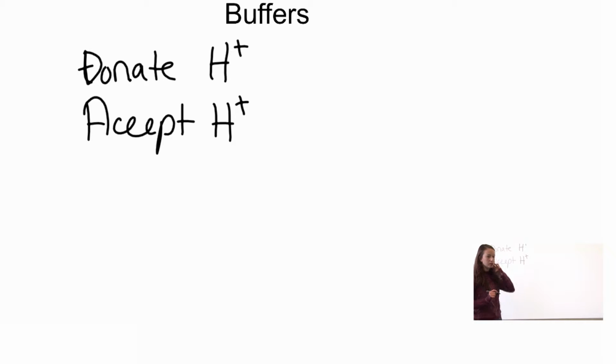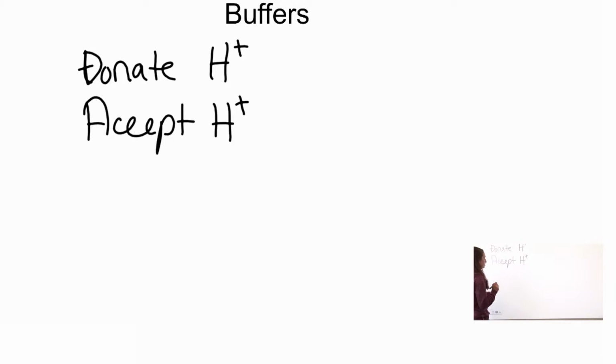There's a couple different ways that this can be used really well, and the most important is in the body. It's just maintaining homeostasis, making sure that the pH stays around 7.4 at all times. And then another way that we can examine buffers is with titration curves.